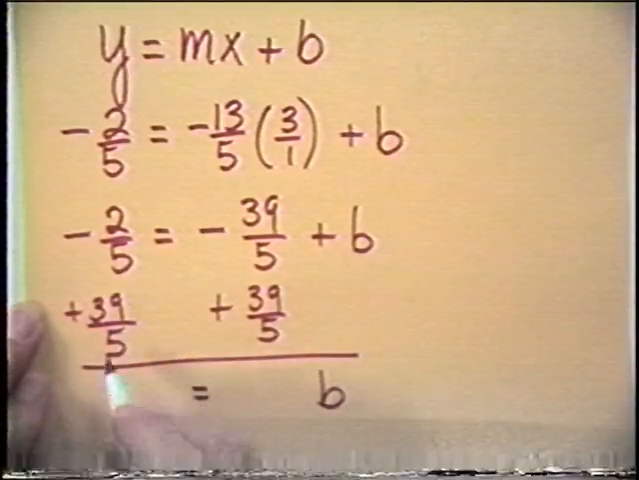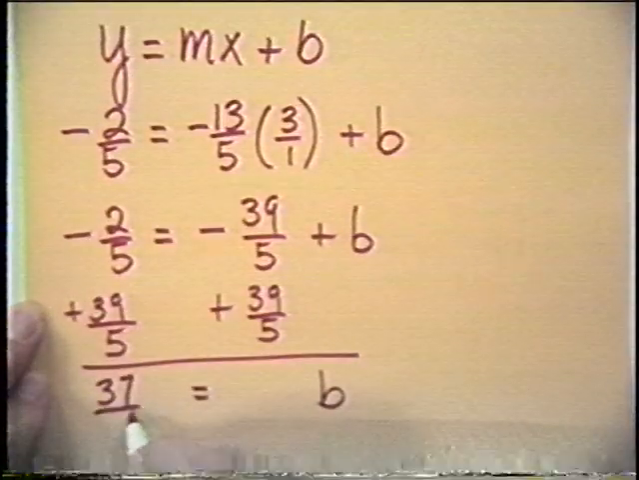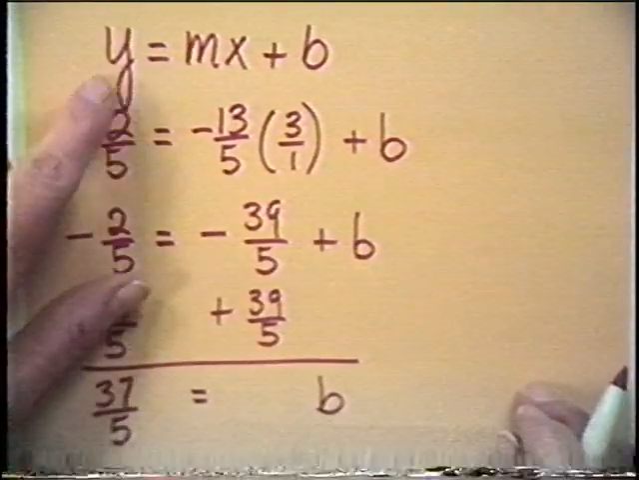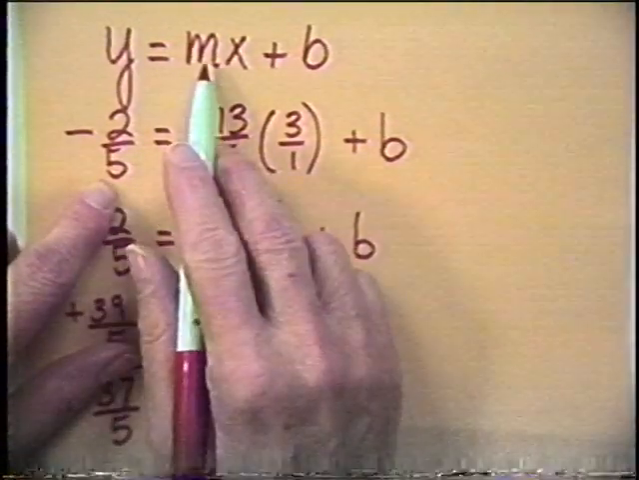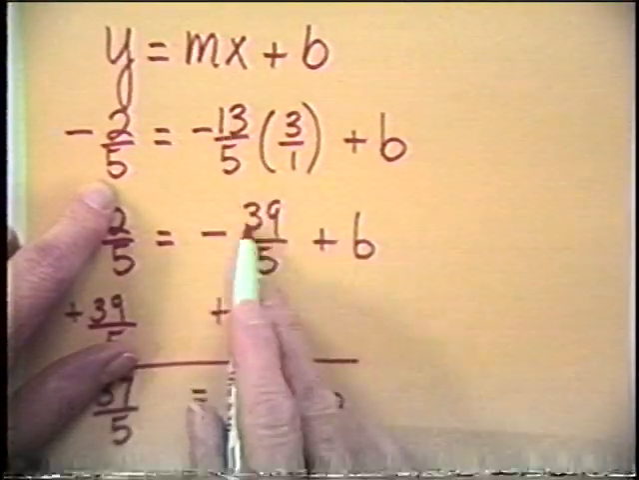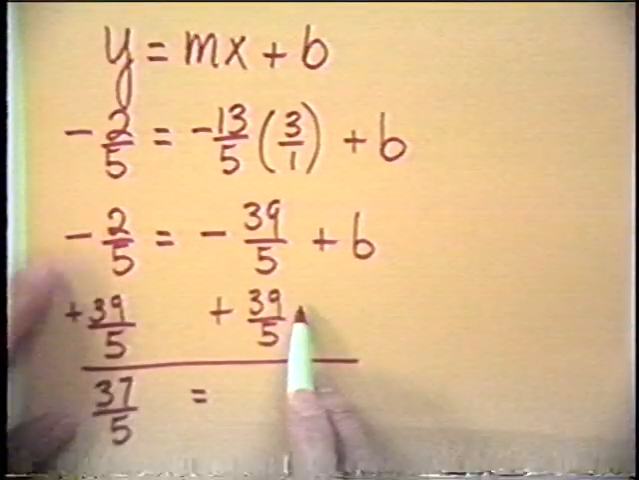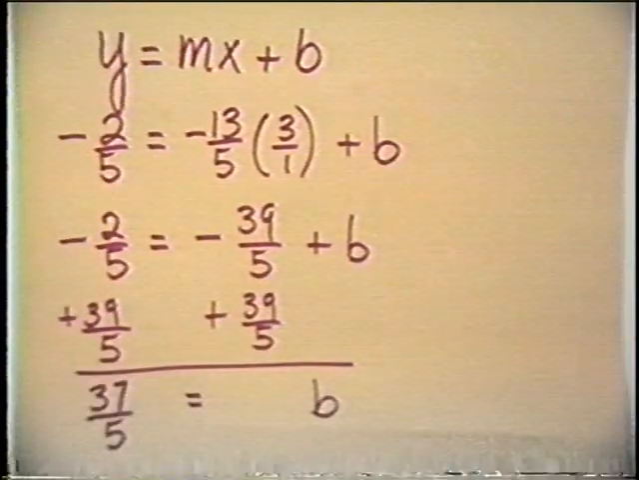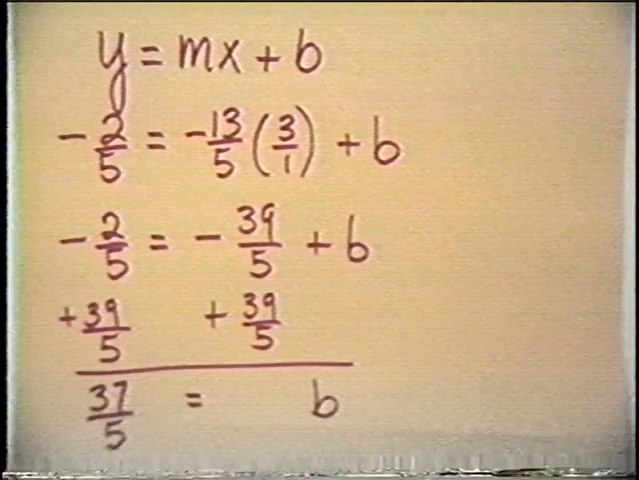So 2 from 39 is going to give me 37. So b is 37 over 5. So we did a negative 2/5, and this would be a negative 13/5 times 3. So we took 3 times 13, which would be 39. Then we'd have to add 39/5 to both sides to get b by itself. So we'd have b equals 37/5.